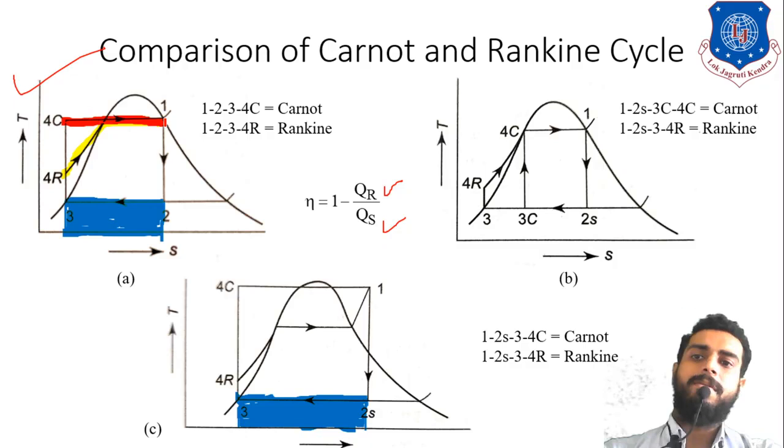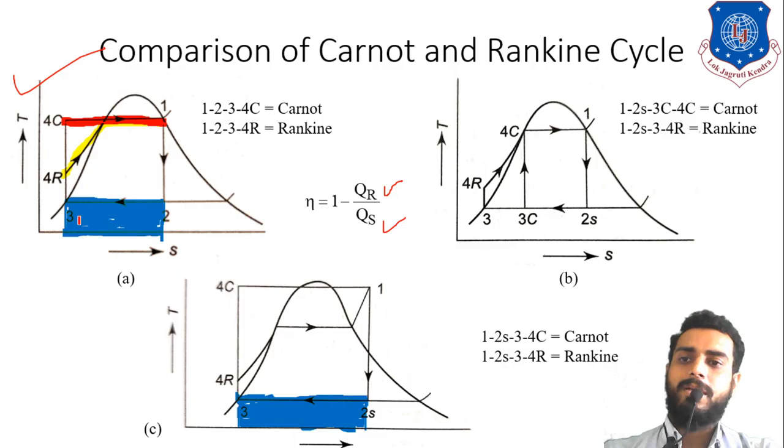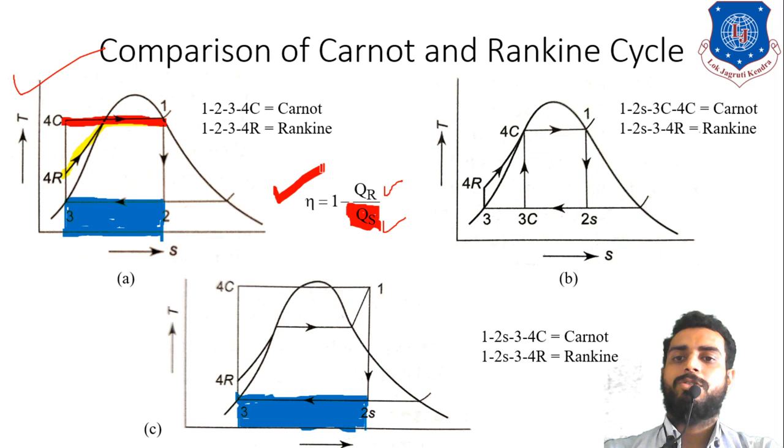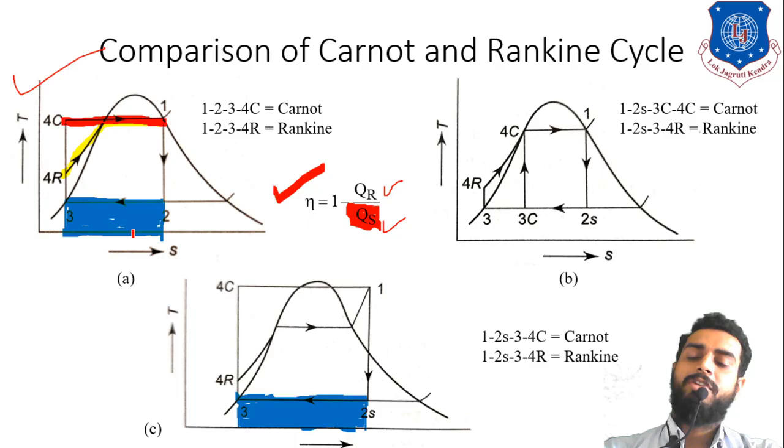Now tell me, the area under which curve will be higher? Obviously the area under 4C to 1, that means the heat added during the Carnot cycle, will be higher compared to the heat added during the Rankine cycle. If QS is high, then the whole term QR by QS will decrease. If QR by QS decreases, then efficiency will increase. So for diagram A, the efficiency of the Carnot cycle will be higher than the efficiency of the Rankine cycle. Agree everyone, right? That is the very first comparison.